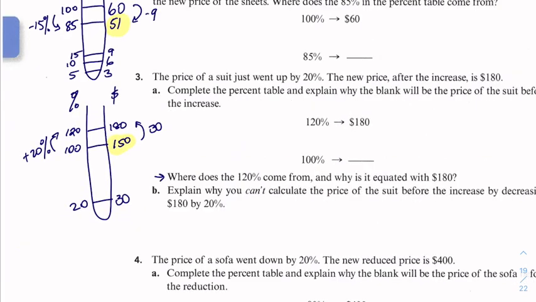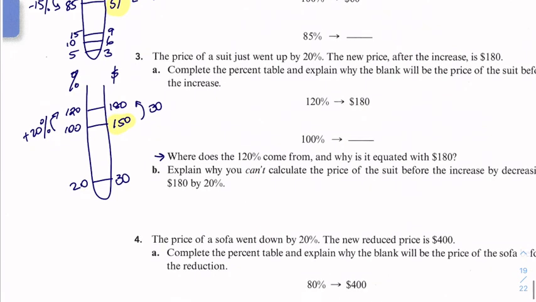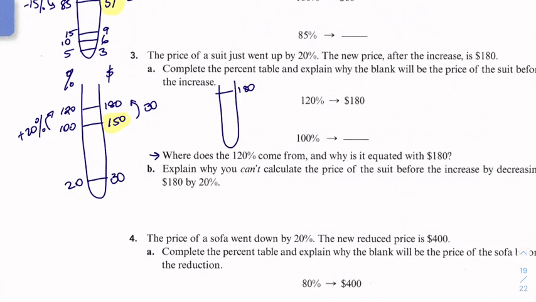I'm going to leave this for you to answer and make sense of in your own words. And explain why you can't calculate the price of the same suit before the increase by decreasing 180 by 20%. What would happen if we did? If we set that to be 100, because we're decreasing 180 by 20%, then 20% would be a fifth of that. And what is a fifth of 180? $36? So if we go down by 20%, we're going to go down by $36, and you know that that is not the same as what we were doing in the first example.